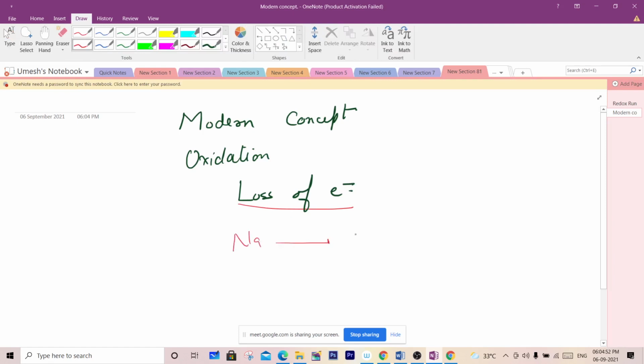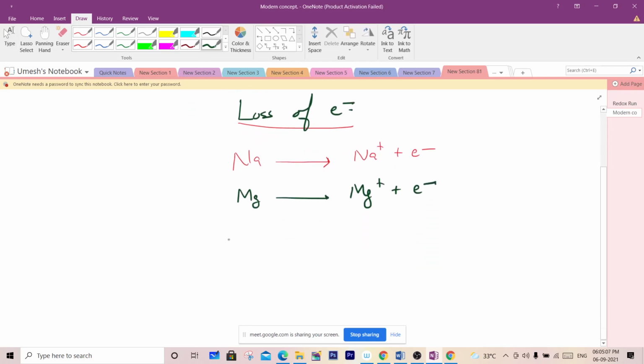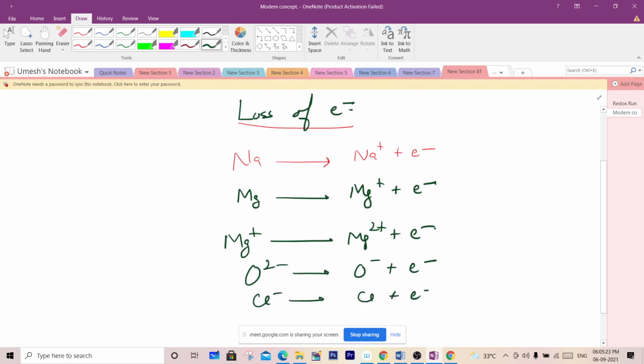Suppose I say sodium is losing electron, then we say it's the oxidation. Right? If I have Mg+, it is now losing one more electron and becomes 2 positive, it's a loss of electron. It's already 2 negative ion losing one electron only, it's oxidation. Cl negative ion losing one electron becoming neutral. These are all different cases of oxidation. Basically, loss of electron is called oxidation. Understood?